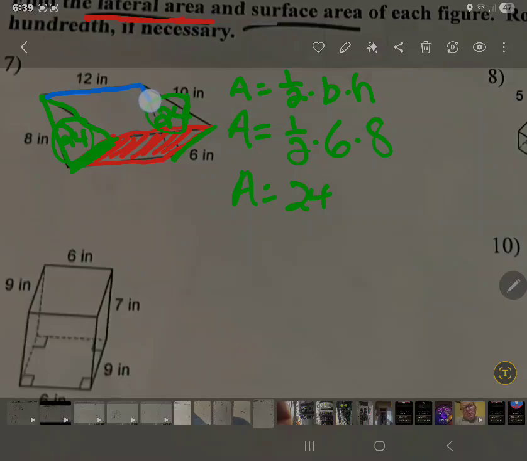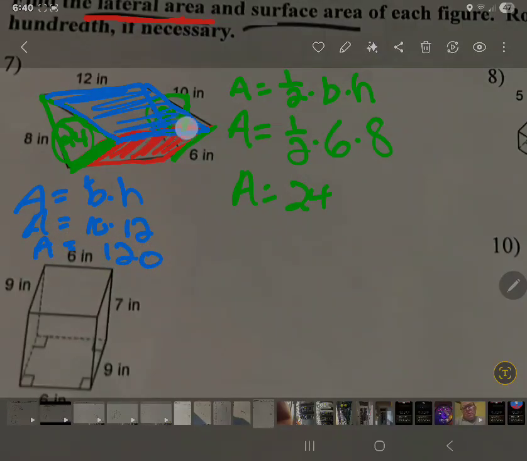We're going to find the area of this rectangle, and then we're going to find the area of the rectangle on the front that we can't see very well. All right, so the area of a rectangle, all we're going to do is base times the height. Well, how long is it? It's 12, right? And how wide is it? It's 10. So 10 times 12 is 120. So the area of this rectangle right here is 120.